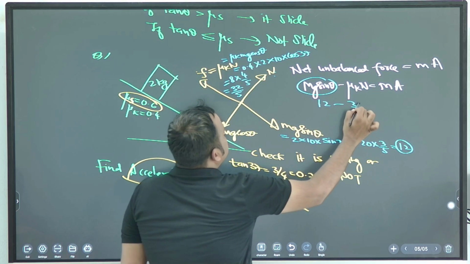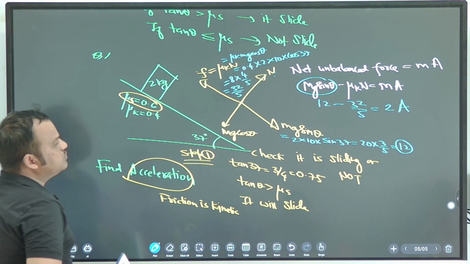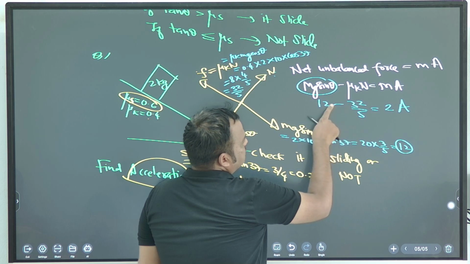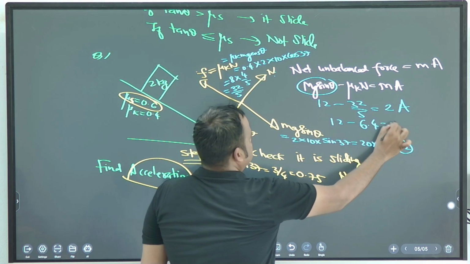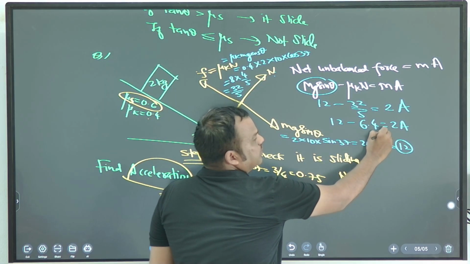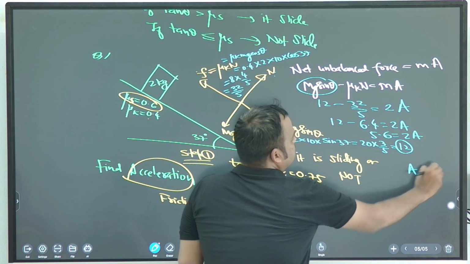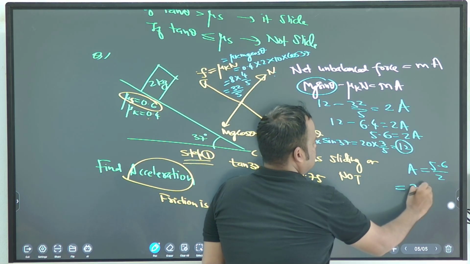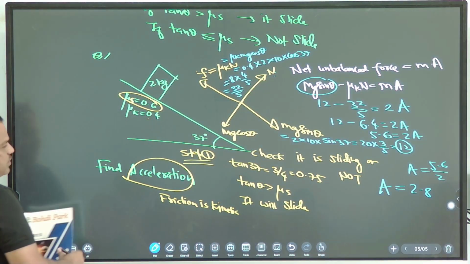So 12 minus 32 by 5 is equal to ma. Mass is 2, so ma. Okay, clear? Solve this. 12 minus 32 by 5, how much? 6.4. 12 minus 6.4 is 5.6. So 5.6 is equal to 2a. So what is a? 5.6 by 2, how much? 2.8. Okay, clear? How much acceleration? 2.8. Understood?